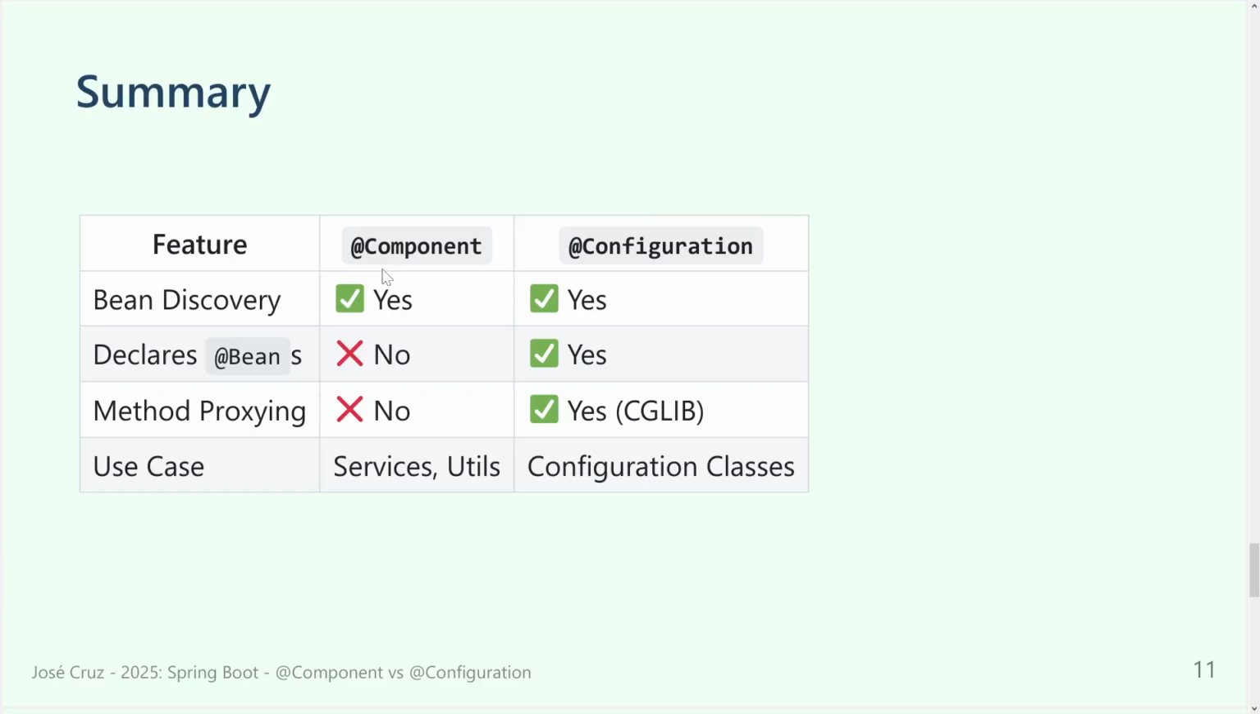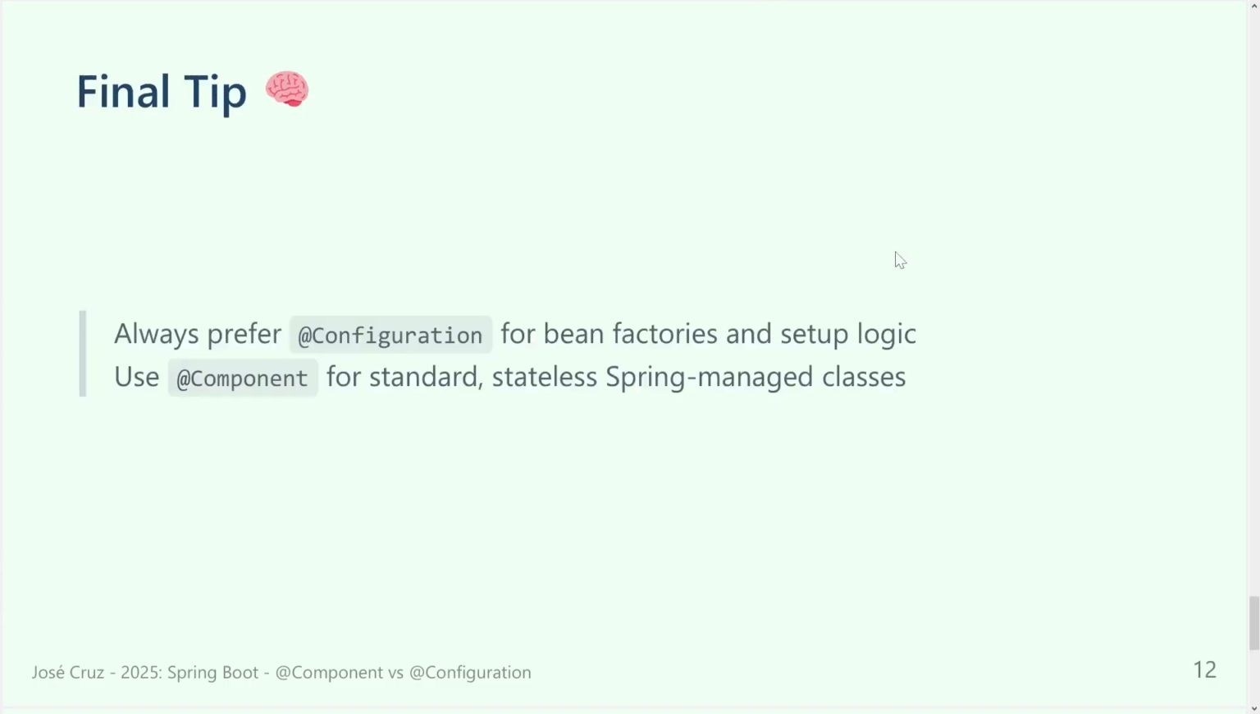So if you are looking for data source, something like that, they will be here. The component, service, and repositories will be our business classes. Okay. So final tip, always prefer configuration for bean factories and setup logic. For instance, data source, it's a good example.